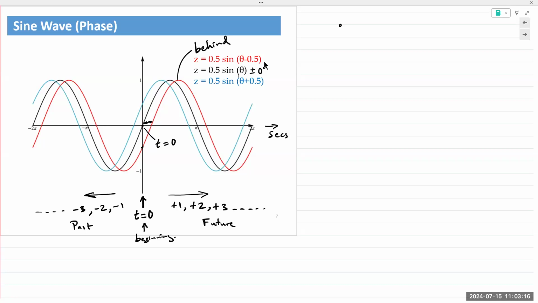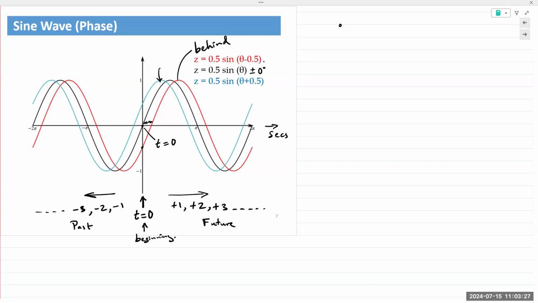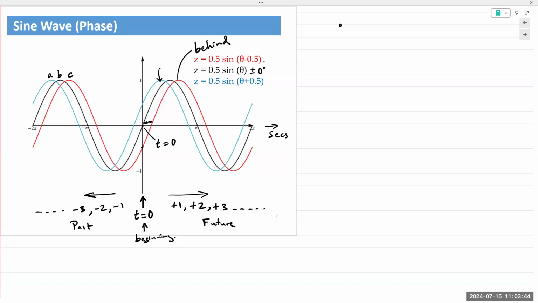I'll just talk about the positive phase and then we'll take a break. So positive phase, similarly, the waveform in blue is on the left side of the waveform in black, meaning it has already arrived before the waveform in black arrived. So let's say A, B, C: waveform in blue is A, waveform in black is B, waveform in red is C. So A has already gone by. It is already ahead of B, and A and B are both ahead of C. Make sense?